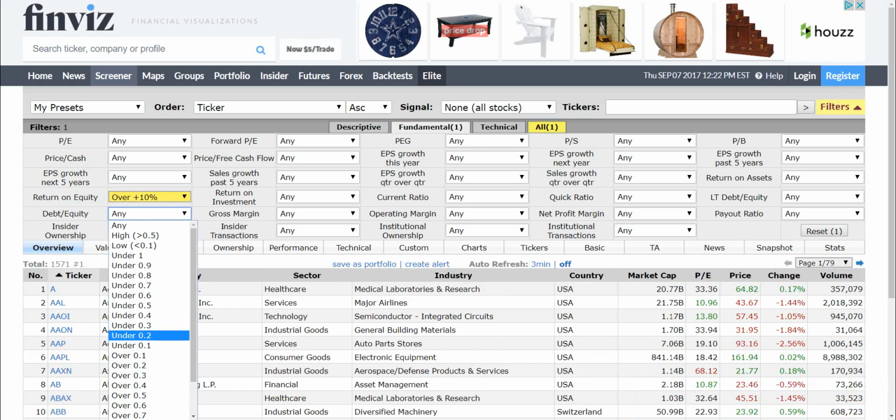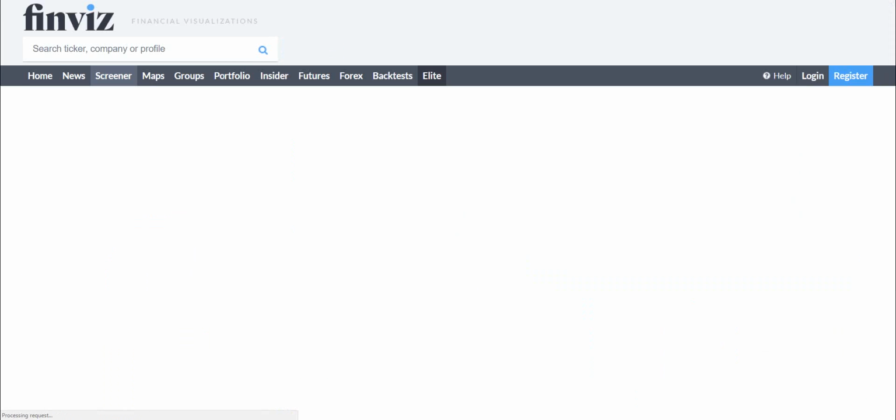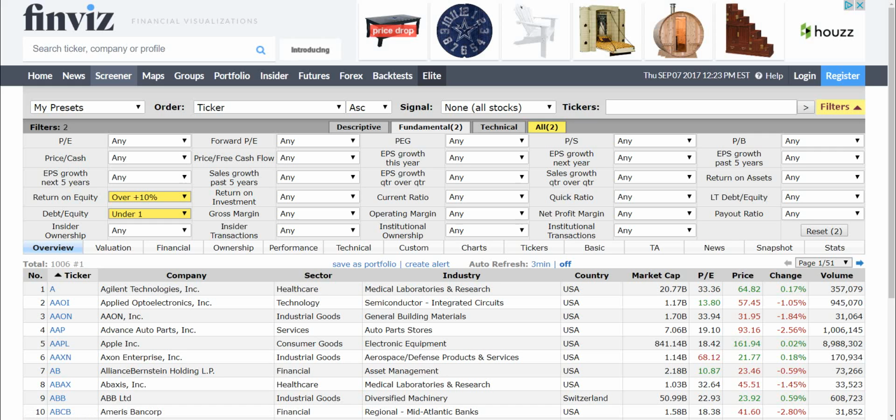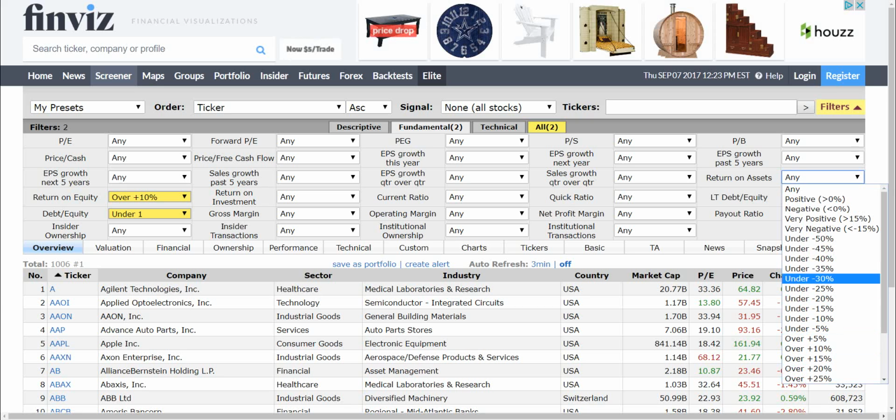I don't like companies that have a lot of debt, so for debt to equity, I like to try to keep it under 1. Typically I go more conservative, saying under 0.5, but we'll go under 1 today, just to see what's out there. And then for the return on assets, I like it being over 5%.